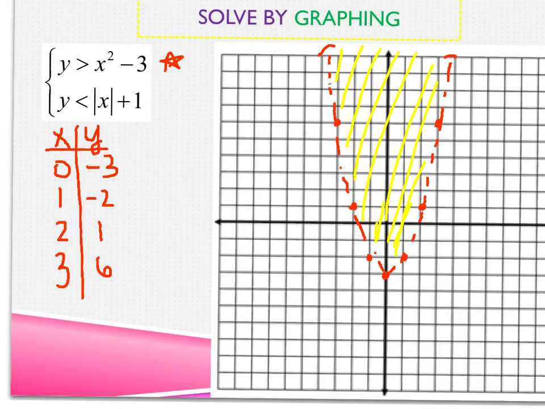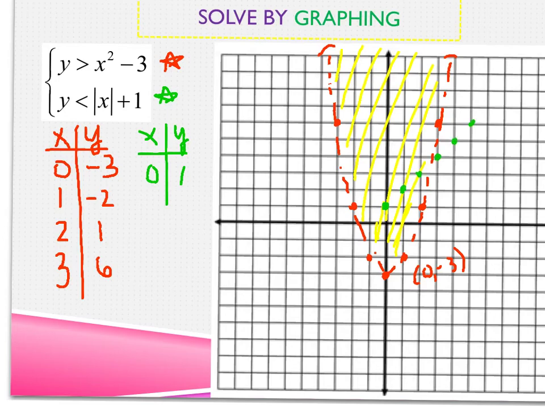Alright, and now I'm going to go ahead and graph the absolute value function. The absolute value function is the parent function just shifted up 1. So you can see that the vertex here is just going to be 0, 1. And remember, for absolute value functions, as long as there's nothing in front of the x, that means on both sides it's just a slope of 1.